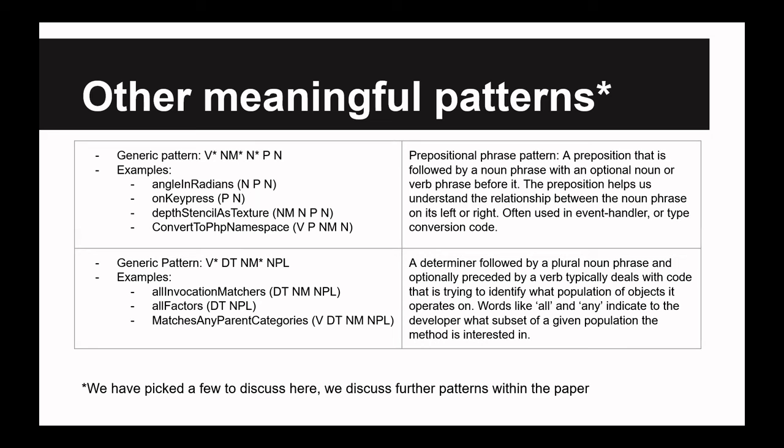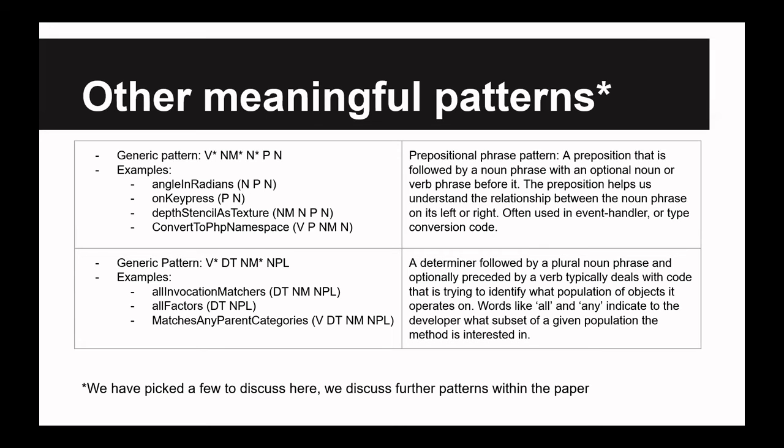Type conversion code, for example, follows prepositional phrases and identifiers such as angle in radians, int to string, and depth stencil as texture. Sometimes the convert is explicitly stated, as in the identifier convert to PHP namespace. Event and handler code also follows a prepositional phrase structure, such as in the identifier on key press.